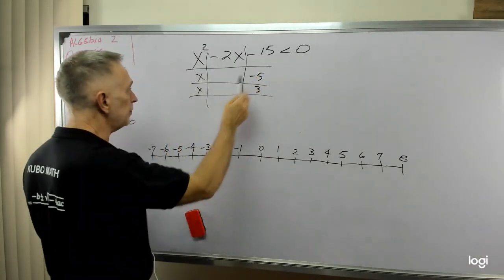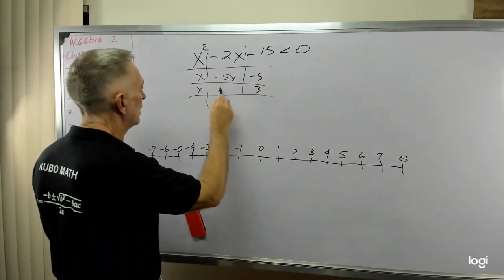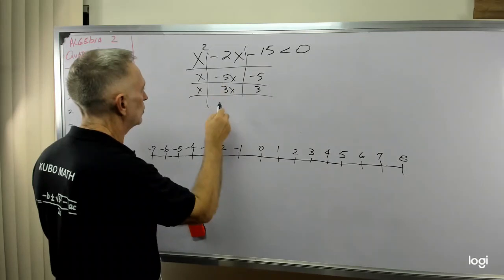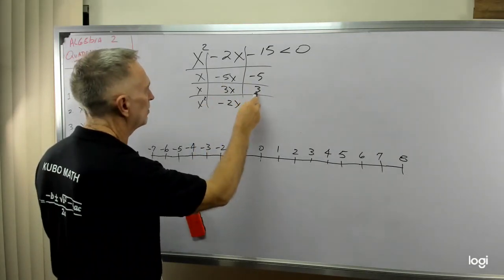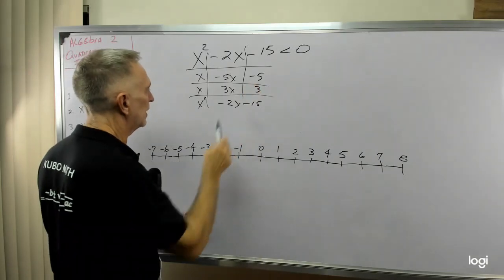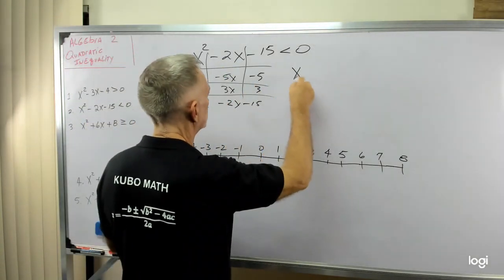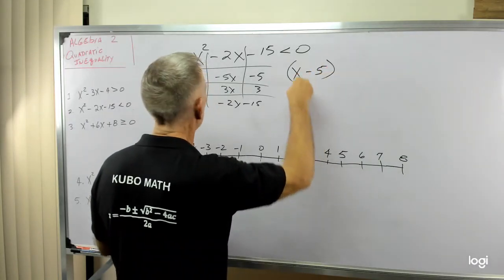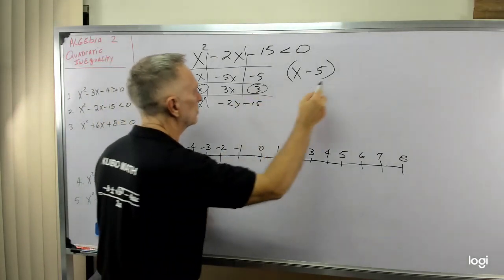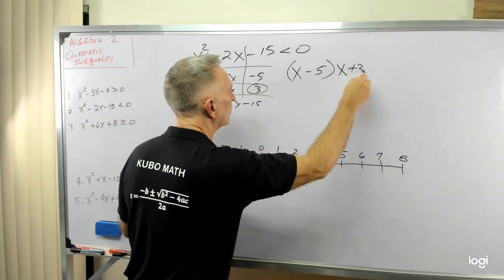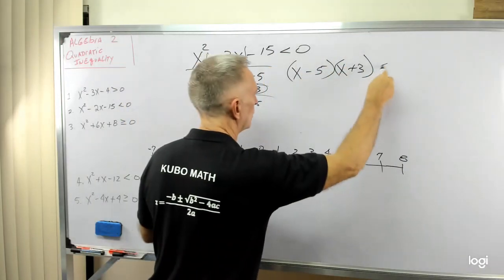Okay. So minus 5x, 3 times x is 3x. Add those together, that's a negative 2x, x to the second power minus 15. So negative 5 times 3. So that gives me x minus 5 and x plus 3. And that's less than 0.